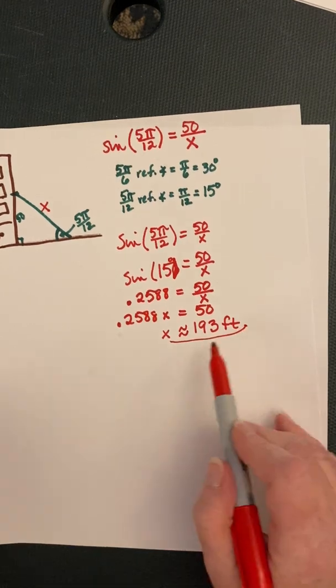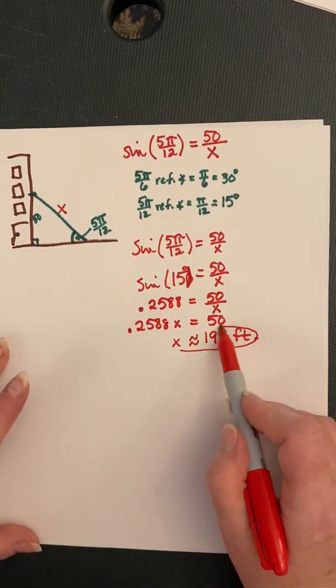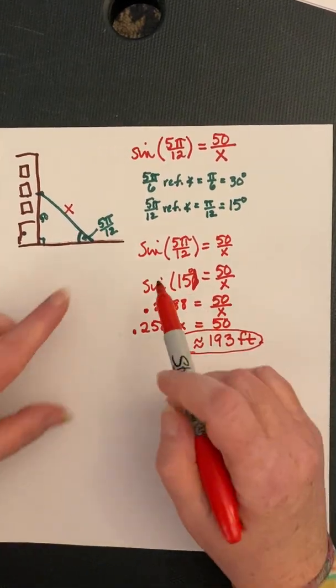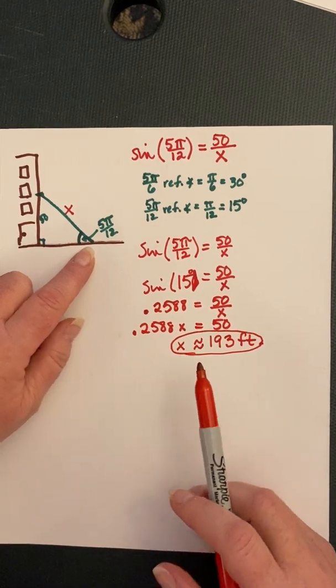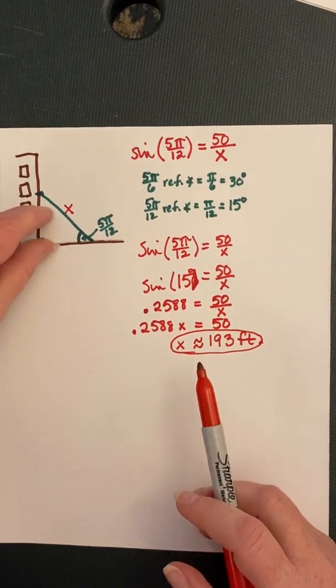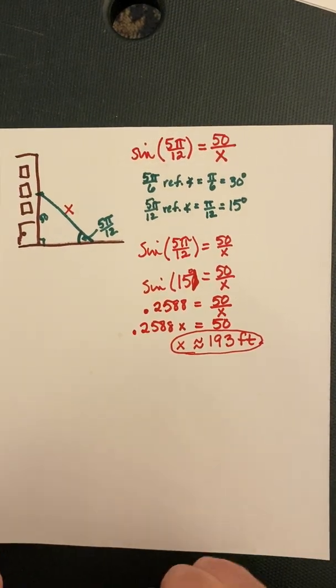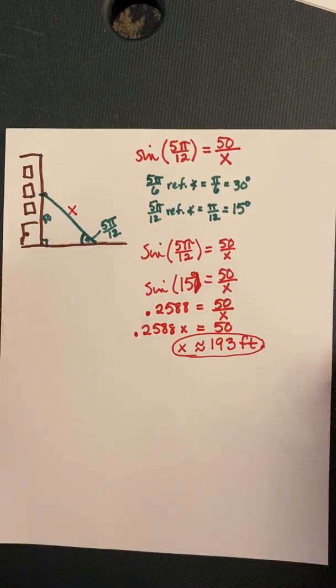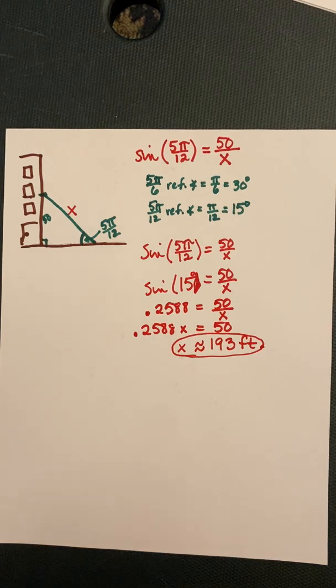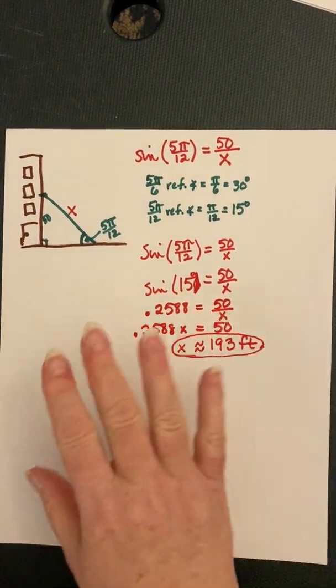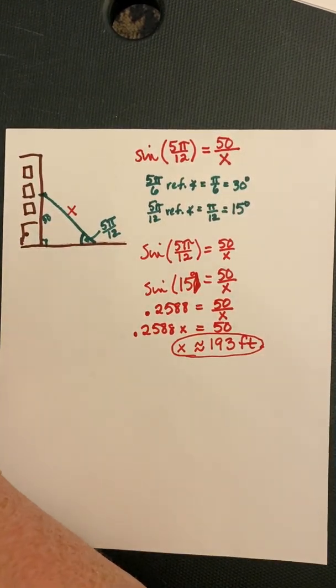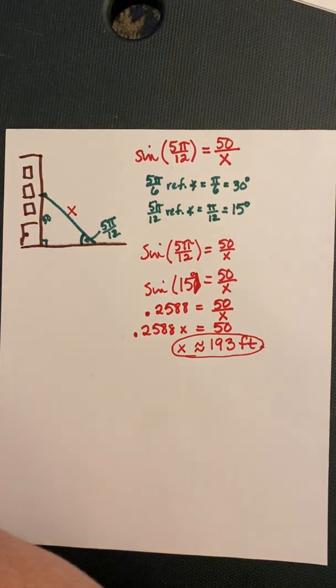Okay, now you might think, wow, that's a really long ladder just to get up 50 feet. But this is a really small angle, right? 15 degrees is really small, so this is way far away from that building. My picture is nowhere near accurate, okay? All right, that makes sense. And that's pretty much what you need to know for section 5.4.